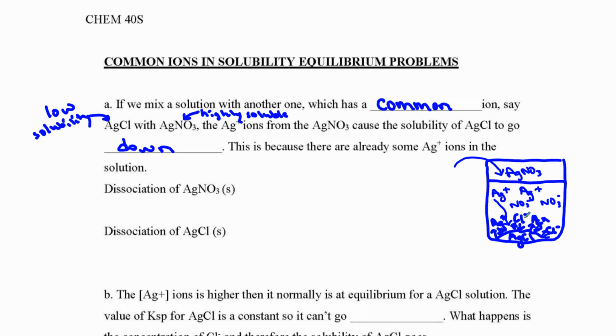So chloride also has to join back on. So the end result is you get more AgCl forming. So you get a larger amount of the precipitate, and if you have a larger amount of the precipitate, that means it's less soluble. There's less of it dissolved or dissociated in the water. Okay, so therefore, its solubility decreases.